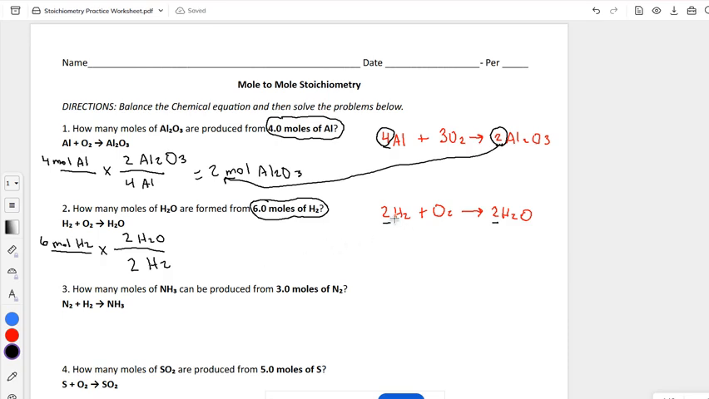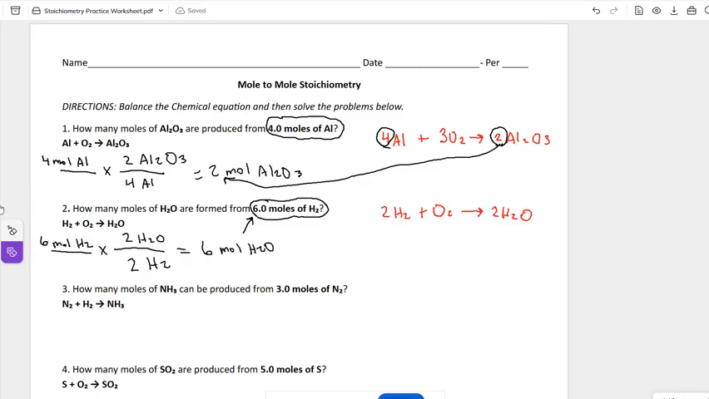Now, since the ratio is 2 to 2, 1 to 1, and we got 6 moles of hydrogen, we're going to make the same exact amount of water. We're going to make 6 moles of water, but to prove it, we'll do this. So now it's top times the top. 6 times 2 is 12. 12 divided by 2 is 6. 6 moles of H2O.